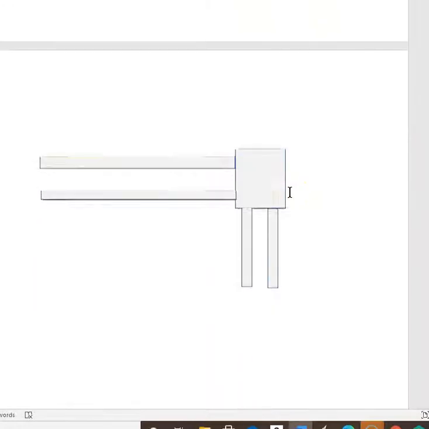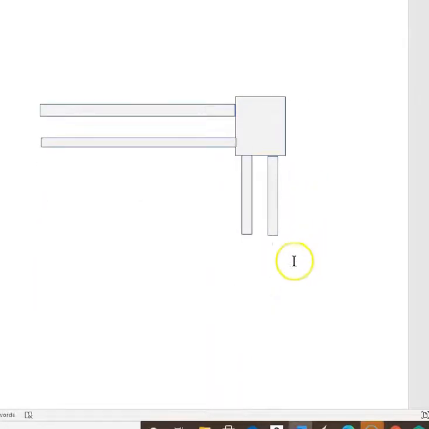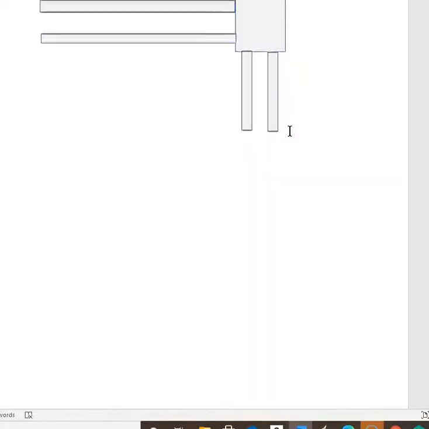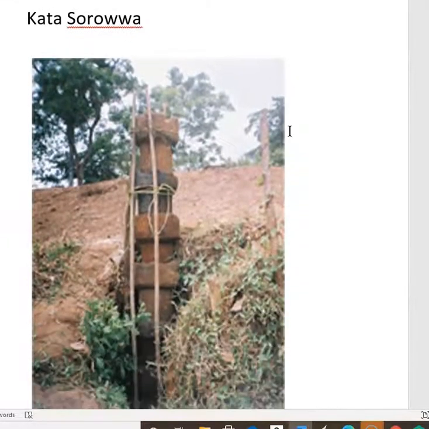And in some reservoirs, you have conduits coming like this and going like that. So the water comes here and hits the wall here, and that's another way to dissipate energy. So that's another design. Now we look back at Kata Sorowwa. There's another form of equipment to reduce the pressure.